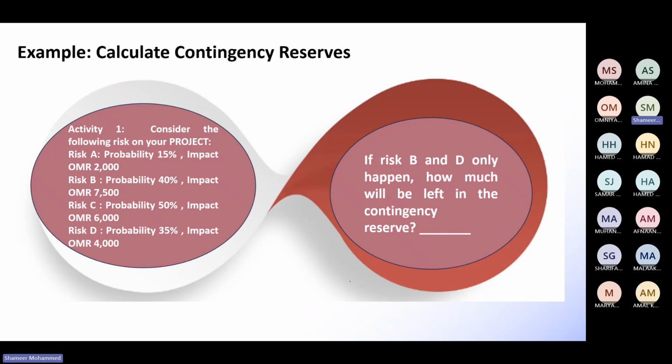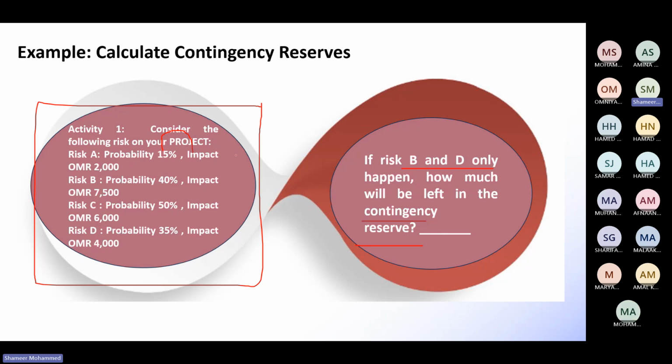Now see, this is an example. Now you tell me, if risk B and D are happening, how much will be left in your contingency reserve? This is the problem. Calculate and tell me. So probability multiplied by impact will give you the EMV, expected monetary value for risk A, for risk B, risk C, risk D. Then find the total reserve.